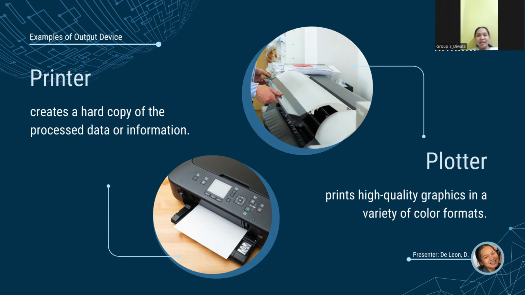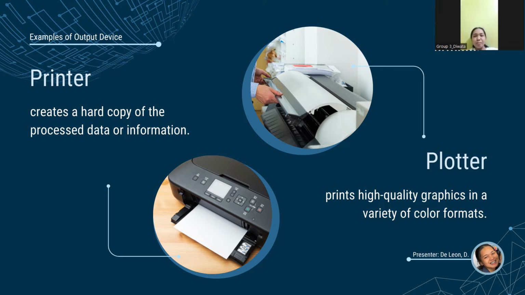Yung second naman is non-impact printer. So, it prints characters without the use of ribbon. So, these printers, often known as page printers, because they print a full page at a time. So, third naman is yung plotter. Yung plotter is a device that prints high-quality graphics in a variety of color formats.